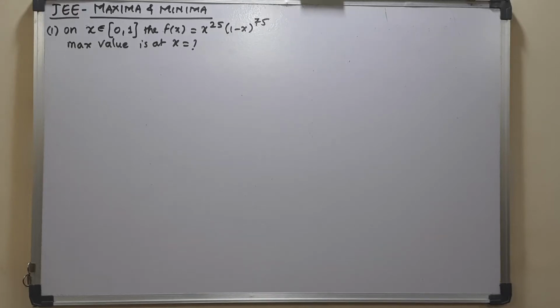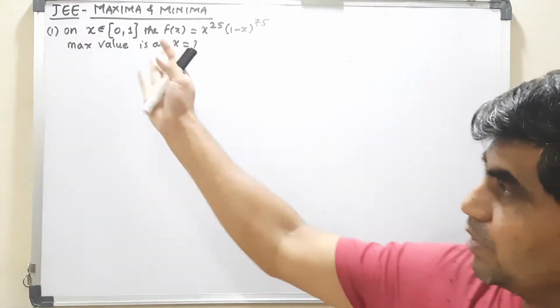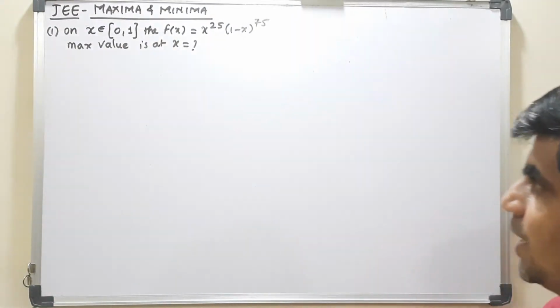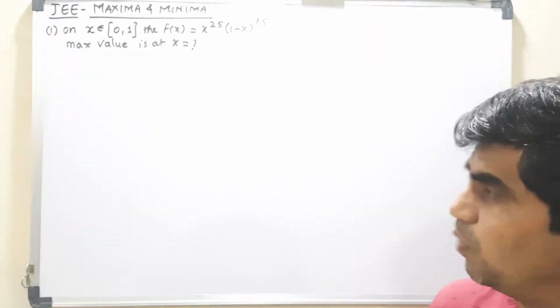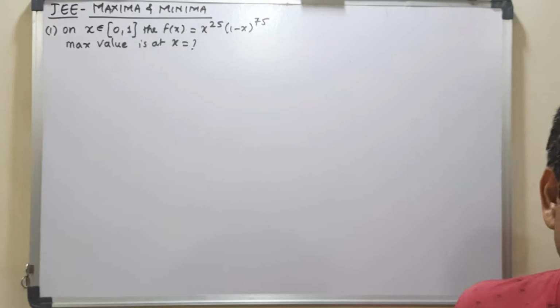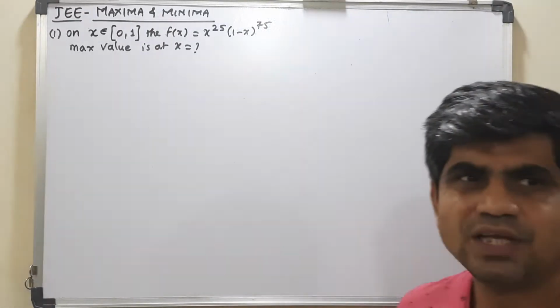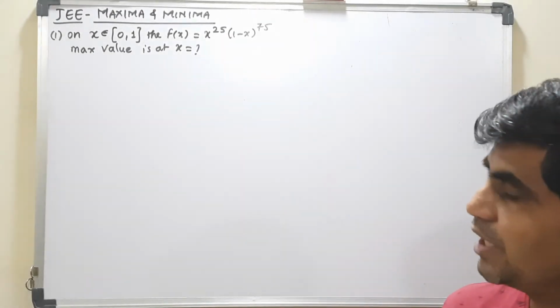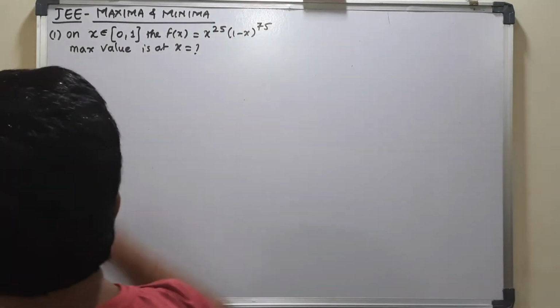Welcome back. Coming to our last session of maxima and minima. I have written one question on the board. It says that on an interval which is closed from 0 to 1, the function is defined as x raised to 25 into 1 minus x raised to 75. We will not find the maximum value, but we will find where the maximum occurs, that is, at what particular point in this interval.